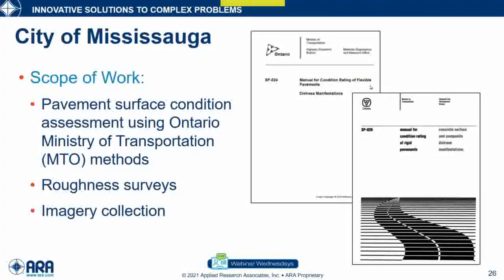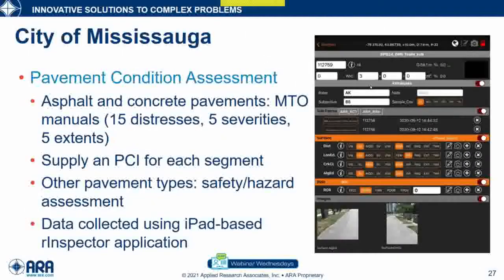In order to assess the pavement condition, we assessed their asphalt and concrete pavements using the MTO manuals, each of which has 15 pavement-specific distress types, rated at 5 severities and 5 extents. This allowed us to supply a PCI for each segment. And the city also manages other pavement types. They had bricks, brick pavers, unpaved trails, gravel and dirt, and also some wooden boardwalks. For this, we didn't perform a specific pavement evaluation, but we did carry out a quick safety hazard assessment just to ensure that everything was in good shape for the trail users.